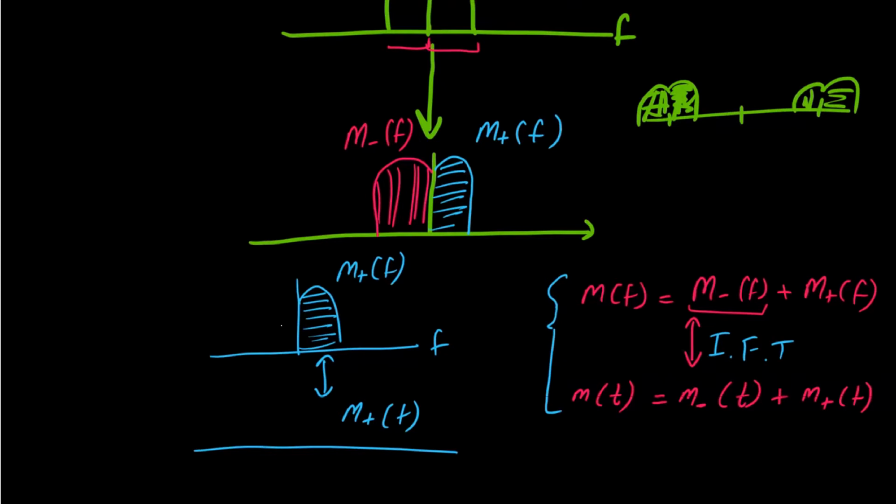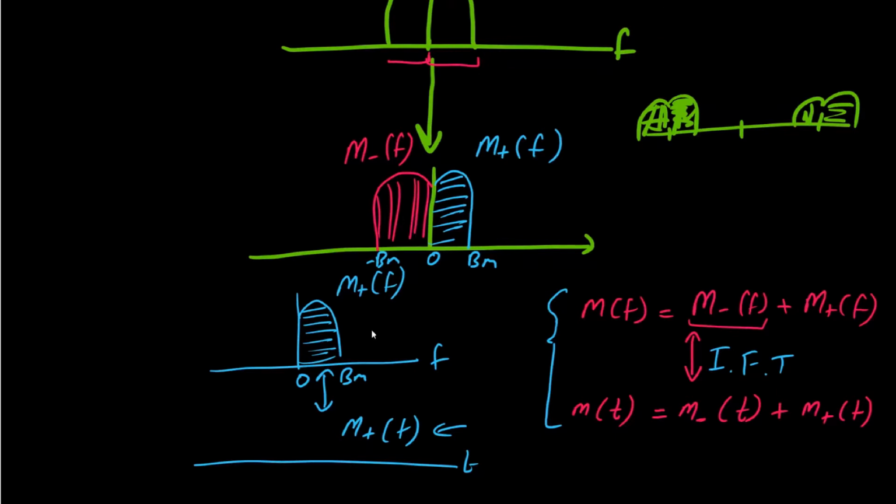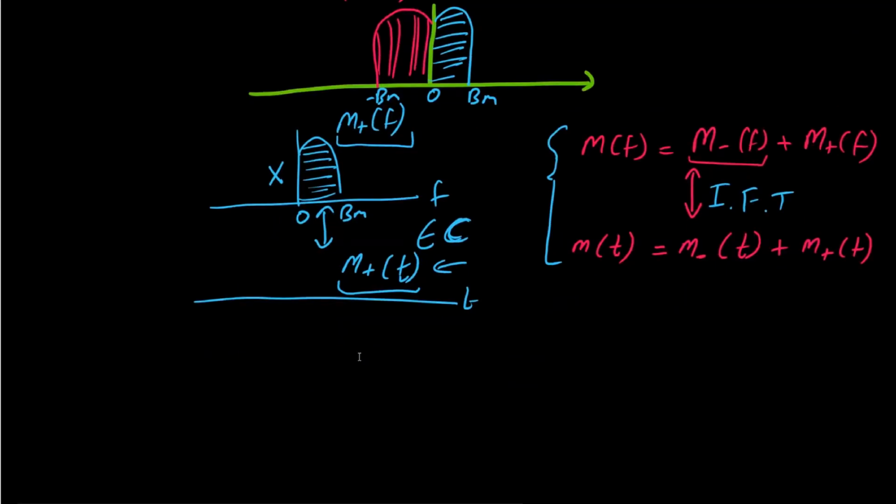So what would be the characteristic of this time domain signal? If we do not have a spectrum which is an even function, the magnitude which is not an even function, this means that this m plus of t belongs to complex numbers. So this is a complex signal. Since this frequency domain magnitude plot is not even, this m plus of t belongs to complex numbers.